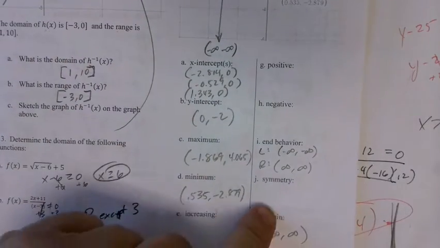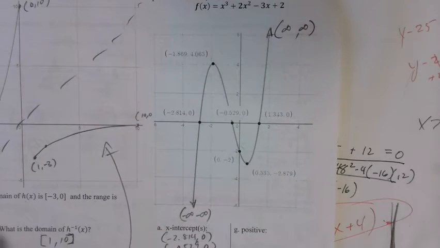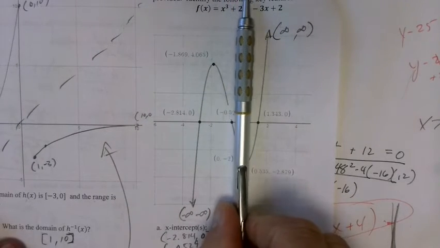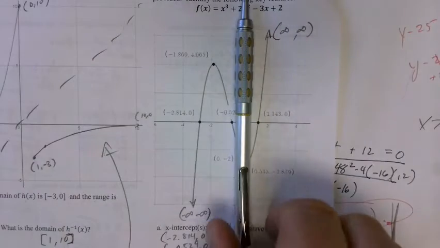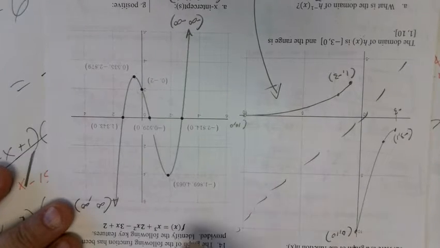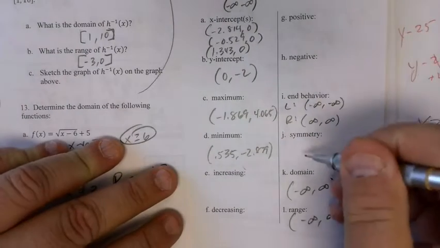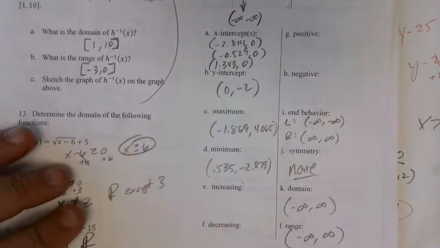I want to leave that for a second. Symmetry. There's only three options. One, it's even. If the y-axis cuts it in half, does this half look exactly the same as that? No, it's not even. Okay, odd. Turn it upside down. Does it look exactly the same? No, because it's not going through the center. So it's not even, it's not odd. So it's none. Period.